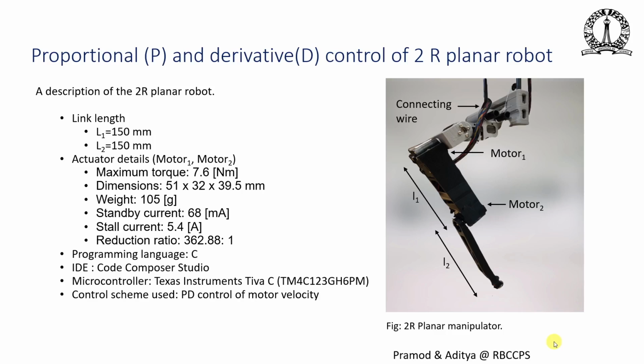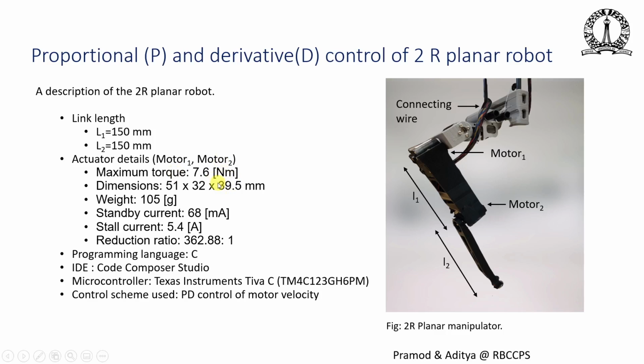A little bit of description about the experimental setup. This is a 2 degree of freedom planar robot. It consists of 2 rotary joints. The link lengths are 150 mm each. For the actuator details, there are two motors, motor 1 and motor 2. As I will show you later, these are two B3M motors made by Kondo.